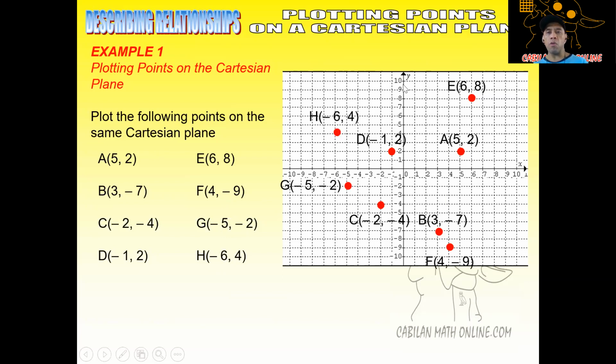All right. Now, as you know, what helps here when you're looking at the x and y axis, first of all, is that the x and y axis are always labeled.